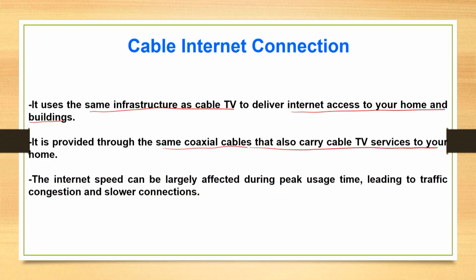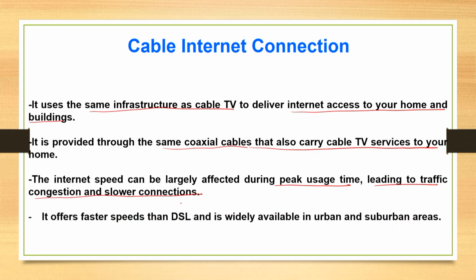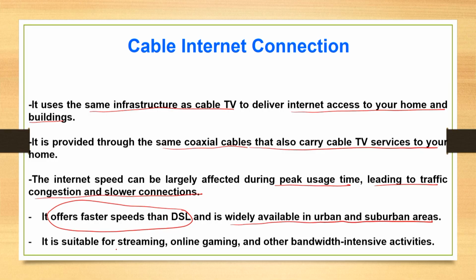services to your home. The internet speed can be largely affected during peak usage time, leading to traffic congestion and a slower connection in this case. And it offers a faster speed than DSL and is widely available in urban and suburban areas. Because of the speed, it is suitable for streaming, online gaming and other bandwidth-intensive activities.